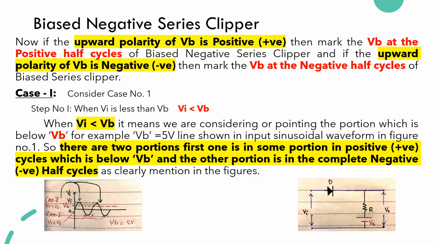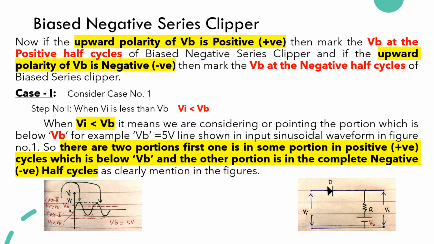Now consider case number 1. Step number 1. The first condition in this case is when VI is less than VB, meaning we are considering the portion which is below VB.